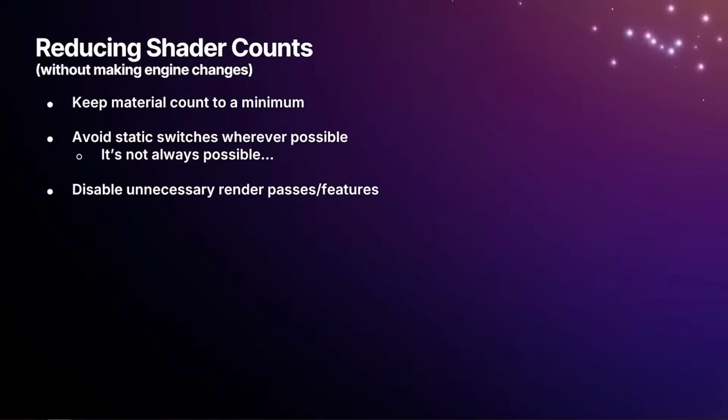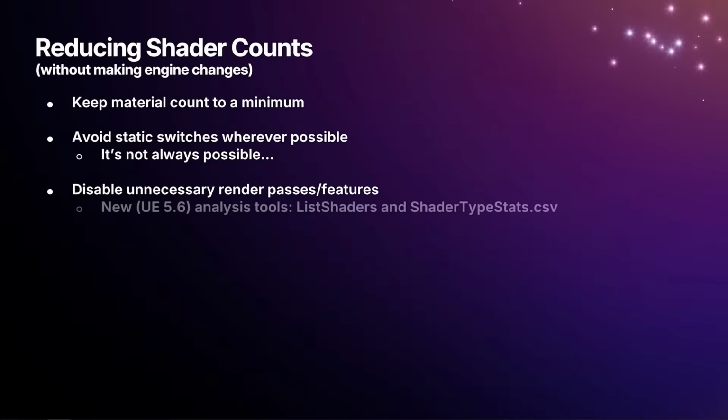Third is just analyzing what shaders are actually used in your game. We find often we just have things that are compiled that are never used. Look at your materials, disable any unnecessary material usage flags, unused rendering features can be disabled, sometimes by CVARs and settings, that kind of thing. We do have a couple of new features in 5.6 that can help you analyze this stuff.